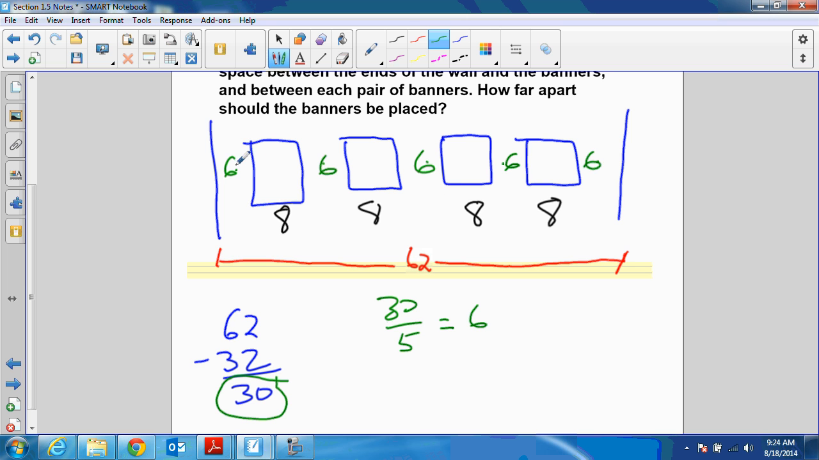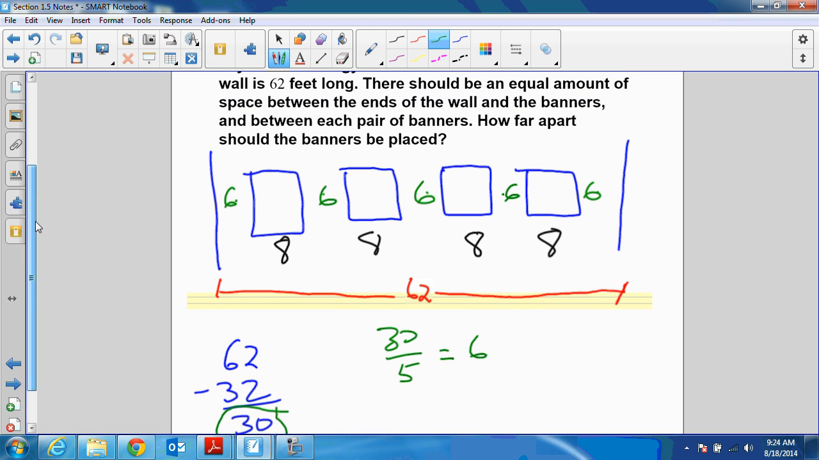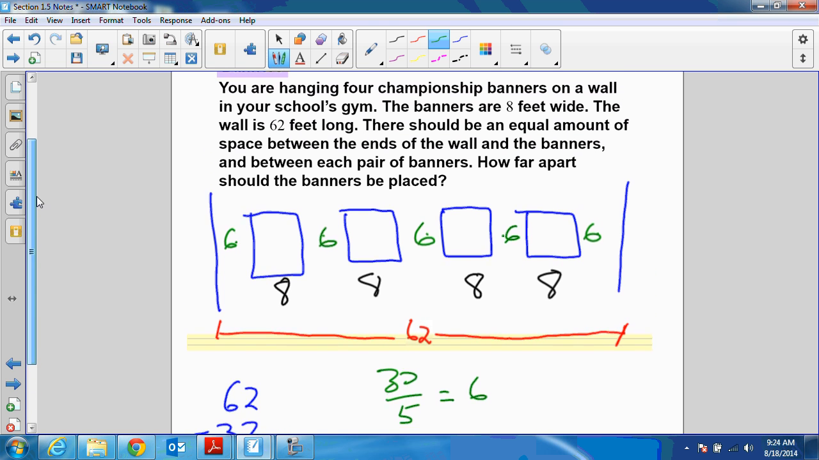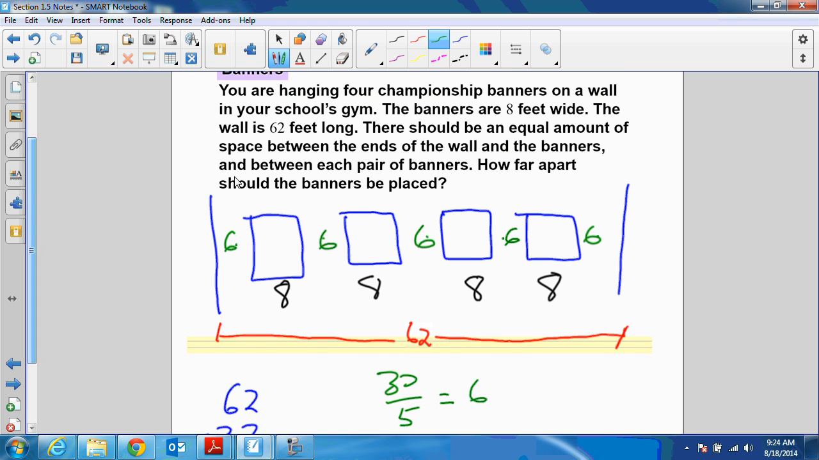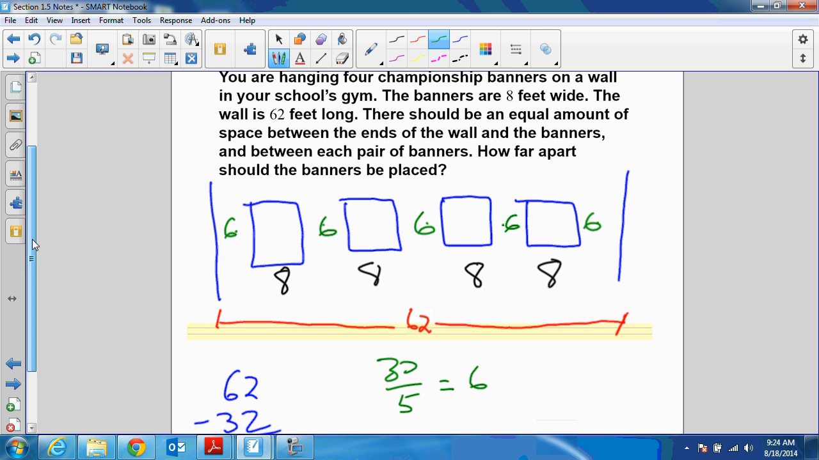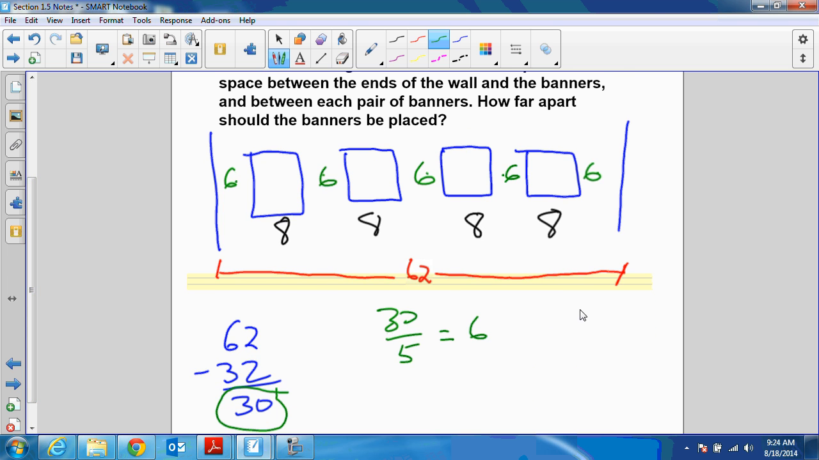If you do that, add up all the sixes, which gives you 30, plus you add up all the eights, which gives you 32, that'll give you 62. So just by drawing a picture, we got a good idea. Without drawing a picture, this problem's probably a little bit tougher. So how far should the banners be placed? About 6 feet. 6 feet should be our answer.